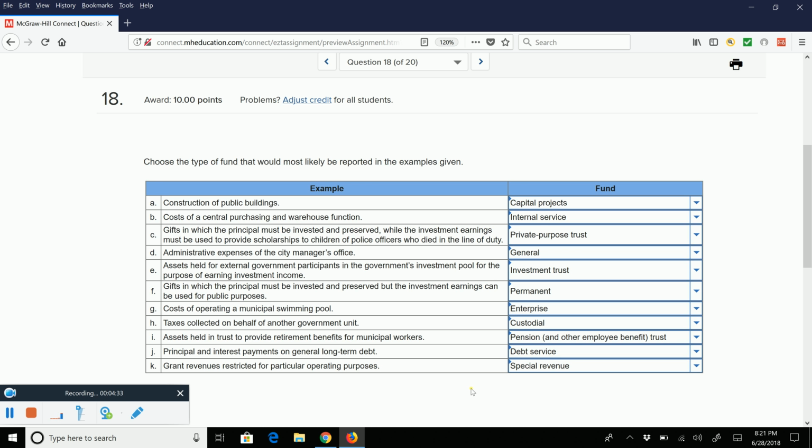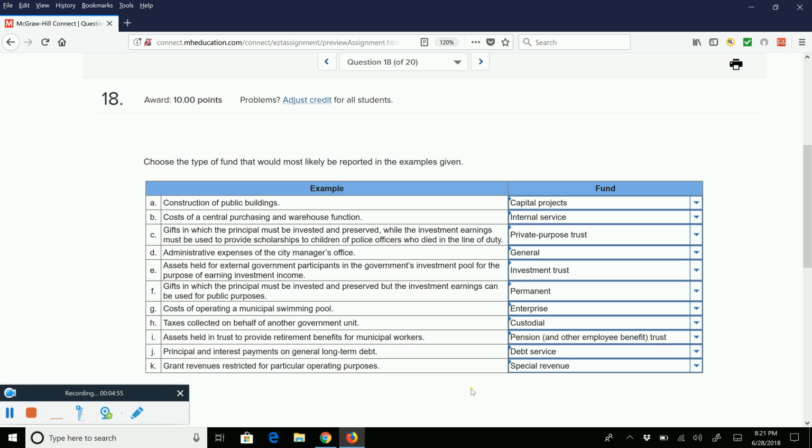Letter A, construction of public buildings. The keyword there is public, where there is construction going on of general government assets. So you're going to use a capital projects fund for that. Letter B, cost of a central function, purchasing or warehousing. That's one government department servicing others. That's an internal service fund.